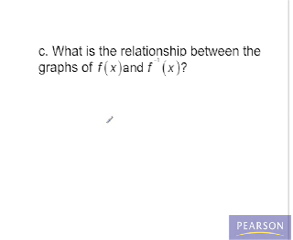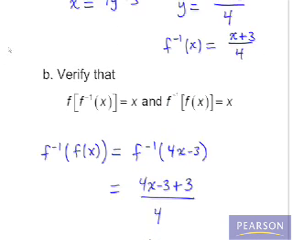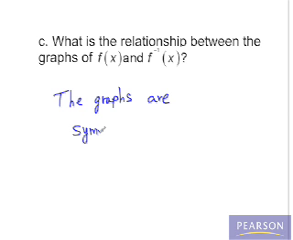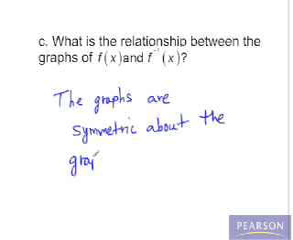Part C, what is the relationship between the graphs of these two functions? If you were to graph both 4x minus 3 and f inverse, which is (x plus 3) over 4, those two graphs are symmetric about the graph of y equals x. These two graphs are symmetric about the line y equals x.